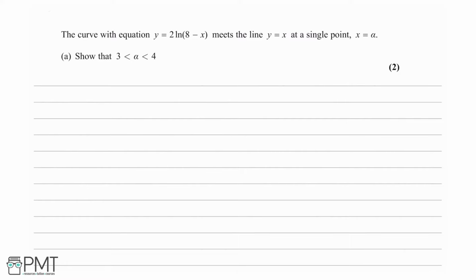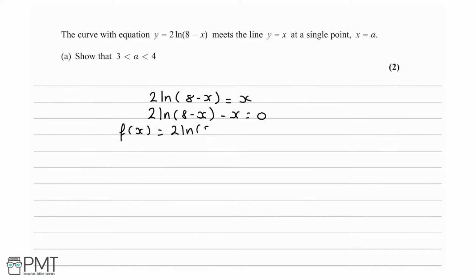Okay, the first thing we need to do is come up with some function which represents the point of intersection. Now, at the point of intersection, the x coordinates and the y coordinates are the same. So we can set the y coordinates equal: 2 ln(8 minus x) equals x. So the point of intersection will be where 2 ln(8 minus x) minus x equals 0. All we've done is subtract x from both sides. I'm just going to let this expression equal f(x). So we're going to say f(x) equals 2 ln(8 minus x) minus x, like that.